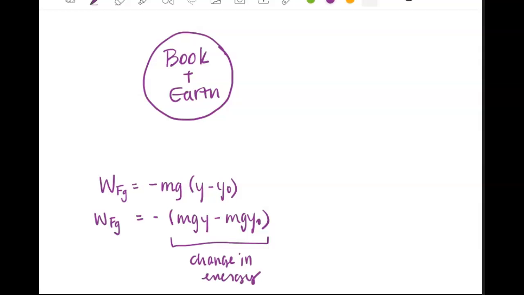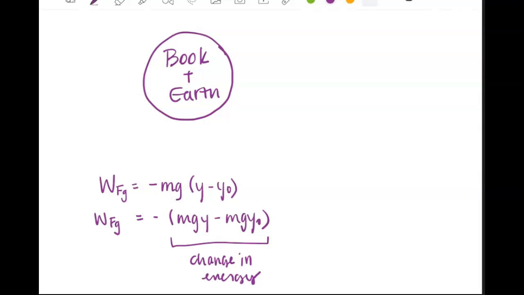And this is an energy that is very specific: the mass has to be in a gravitational field. And not its own gravitational field, because the mass doesn't apply a force to itself. You can't pick yourself up. So this means that I have to have two bodies interacting. So in mgy, the m represents the book and the g represents the gravitational field due to the Earth.